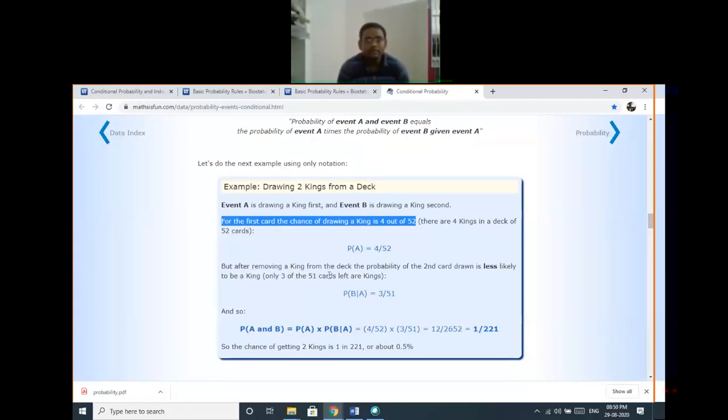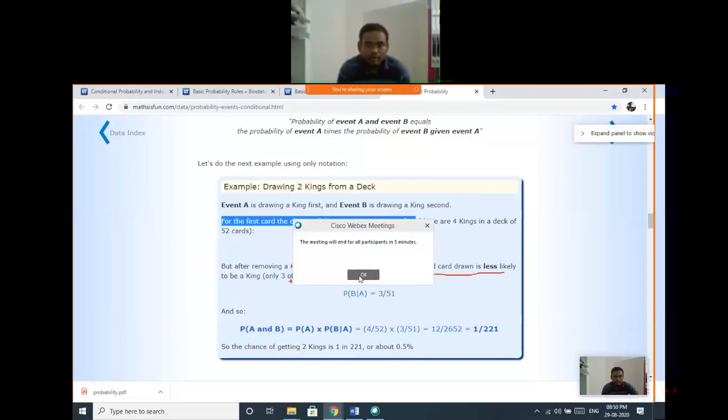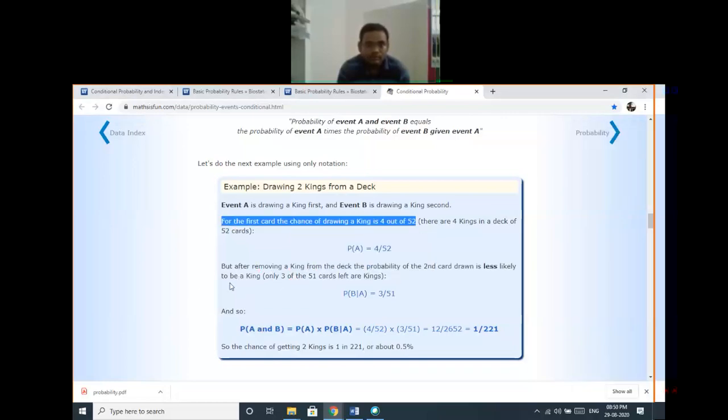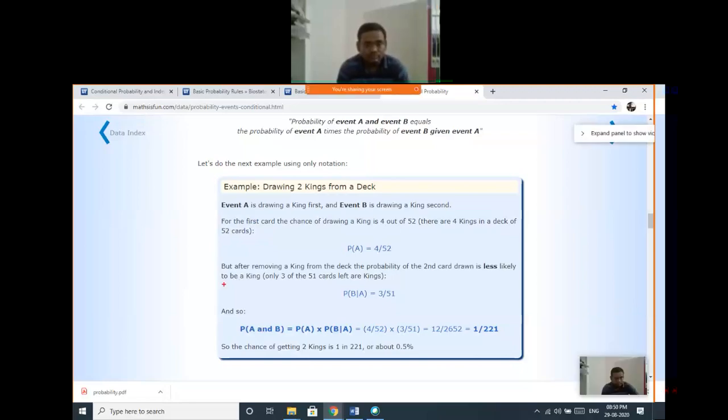But after removing the king from the deck, the probability for the second drawn card changes. The number of kings has been reduced to 3 from 4, and similarly the number of cards is also reduced. So that's why the probability is 3 upon 51, since the total sample size is also reduced. So the probability of drawing a king, and the second time also another king.